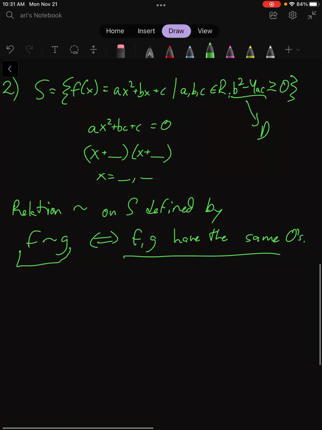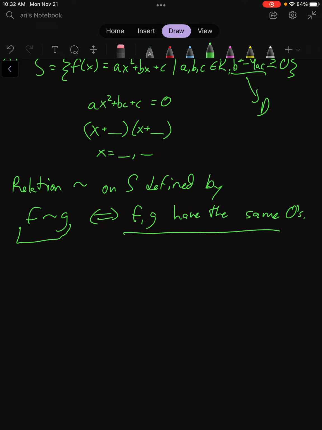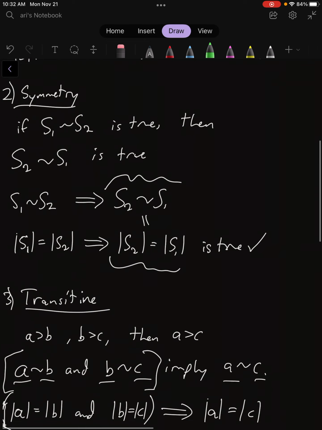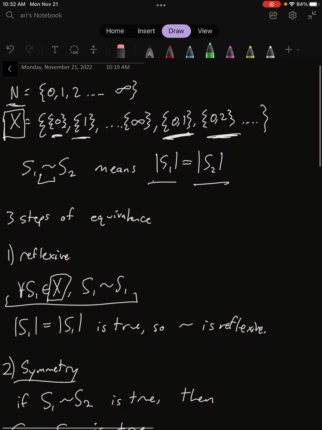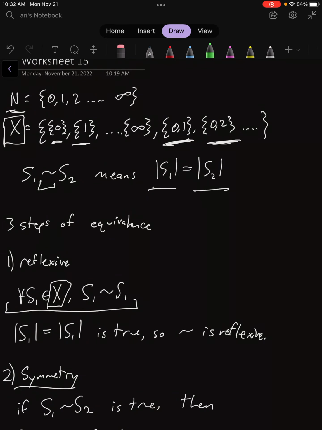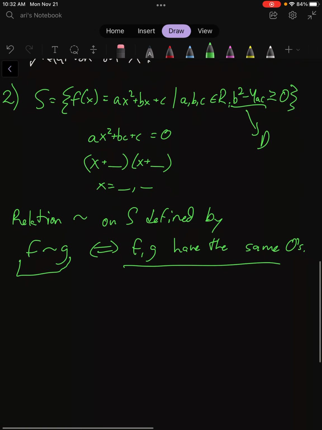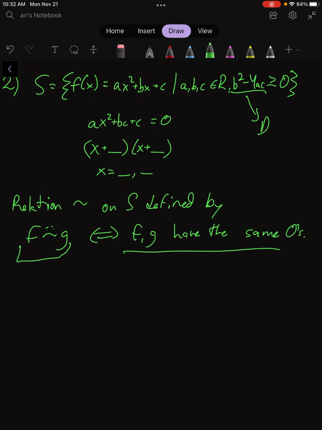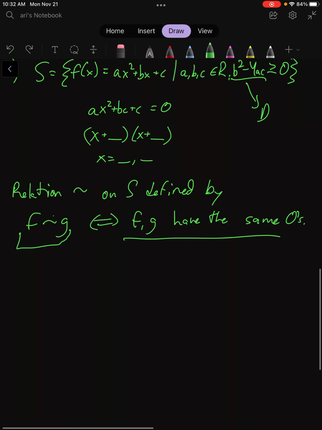That means that you could set the functions equal to 0 and get like x equals 3 and 5, and for g you'll also get x equals 3 and 5. And so that's our equivalence relation. That's what we mean when we say f tilde g. So in the previous example we said s1 tilde s2 would mean that the cardinalities are the same. But here we're working with a totally different set, and we're redefining this tilde, and we're saying f tilde g means that their functions have the same zeros.